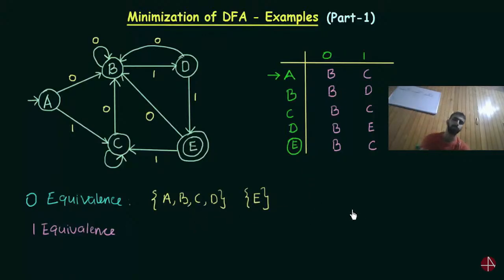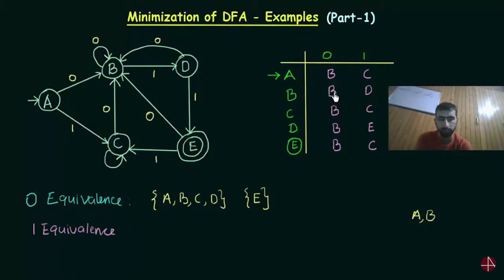That may seem a little difficult to understand, but it will become very easy when I show it here with an example. So now I am going to check if A and B are 1 equivalent to each other. In order to check for A and B, I come to this table and see where A and B go on getting input 0 and 1. A on getting input 0 goes to B. B also on getting input 0 goes to B. So if they go to the same state, then it is okay. Alright, they are 1 equivalent.